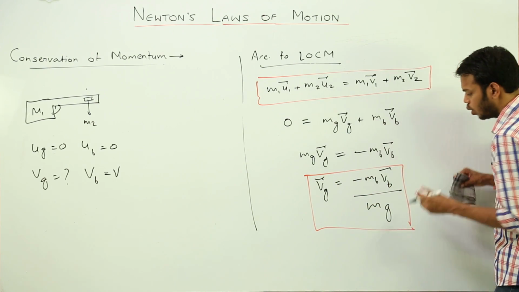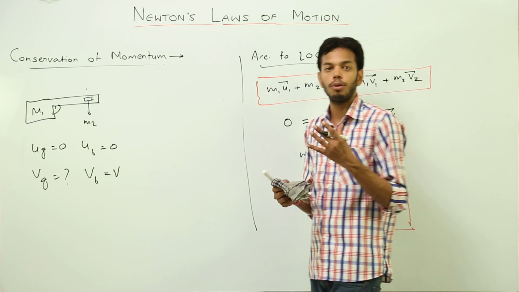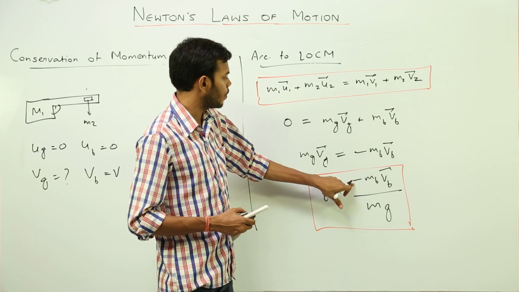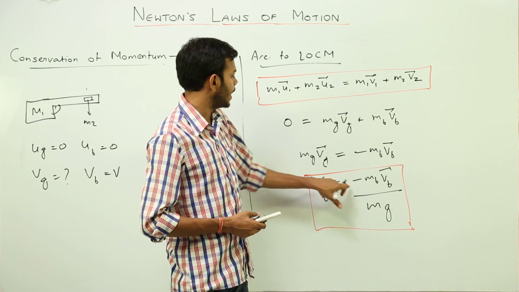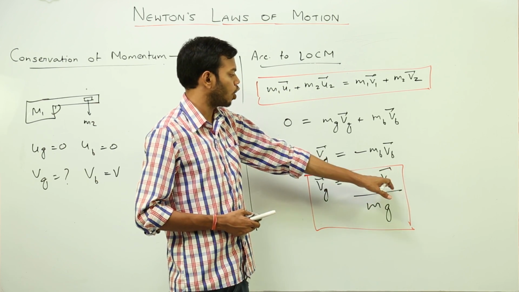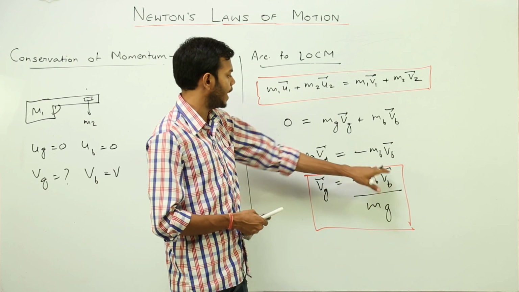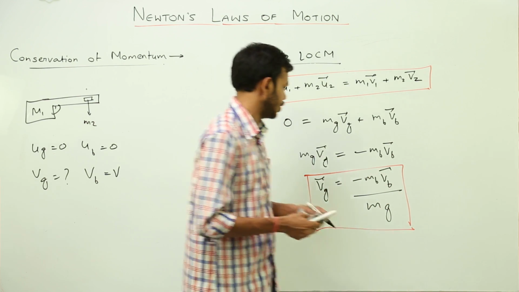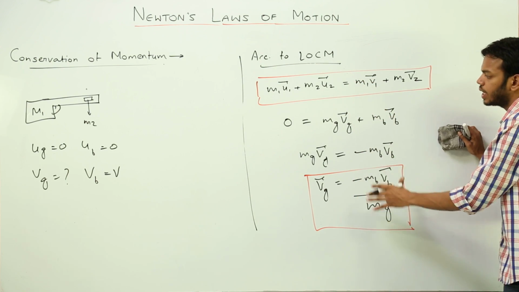And how do we know that it is in opposite direction of bullet? Because of this negative sign. Negative sign is with the velocity of bullet, so this Vg and this thing, they are opposite in direction. That is why we did all this thing in vector form.